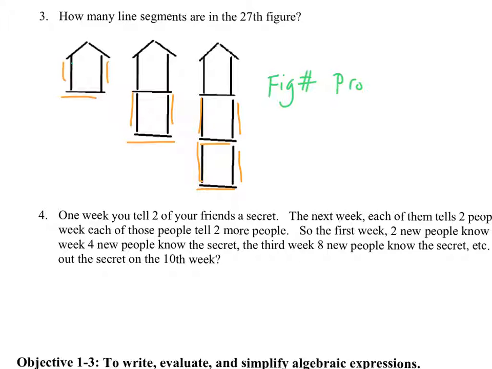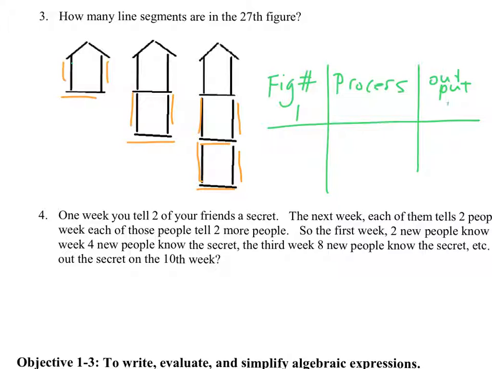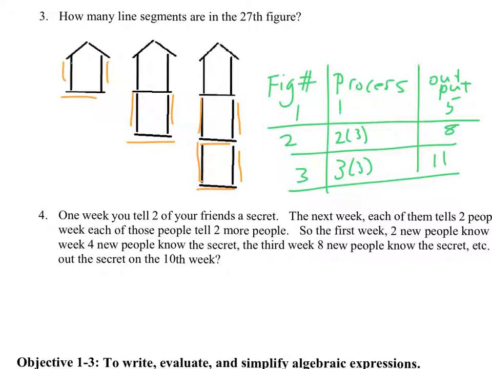and have a process and an output, which would be the number of line segments. So for the first figure, we have 5. Second one, we have 8. And third one, we have 11. So we can see that we're adding 3 each time. So if we do 3 times 3 here, 3 times 2 here, 3 times 1 there, what do we have to add in? We have to add 2. So that would get us to the 5, 8, and 11.